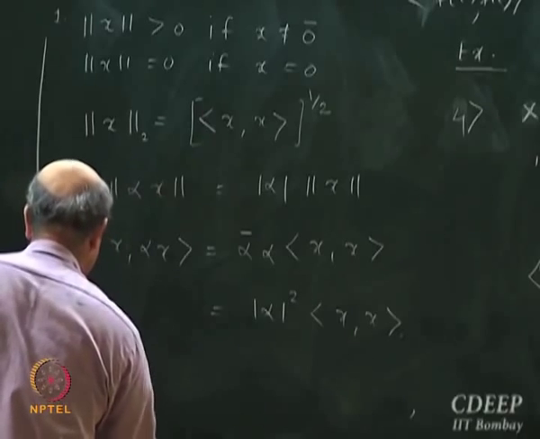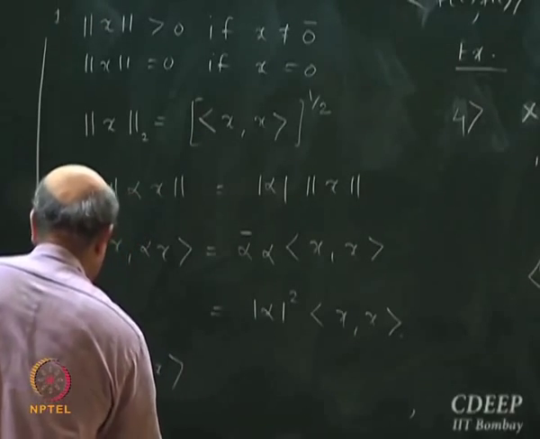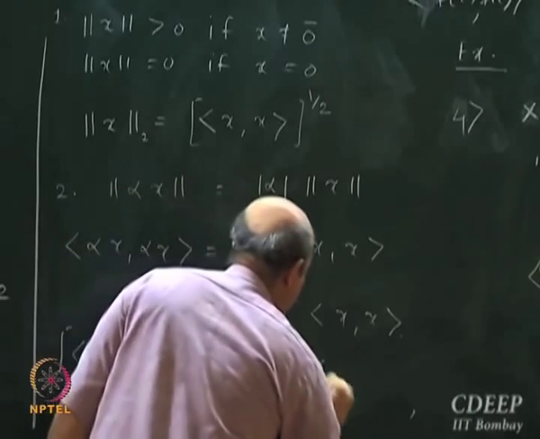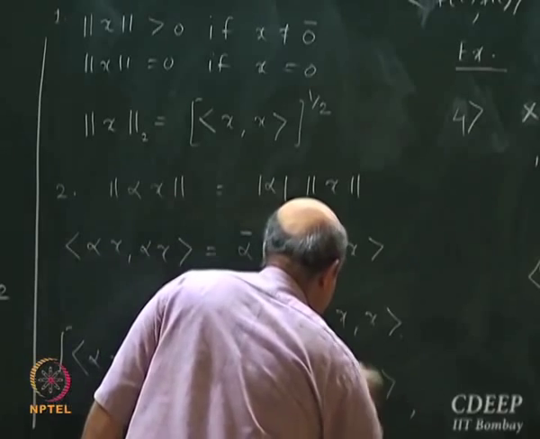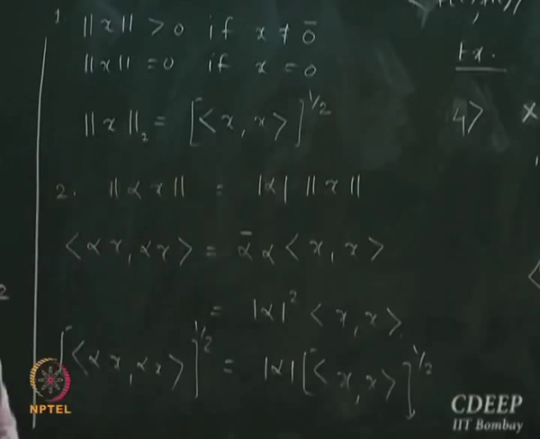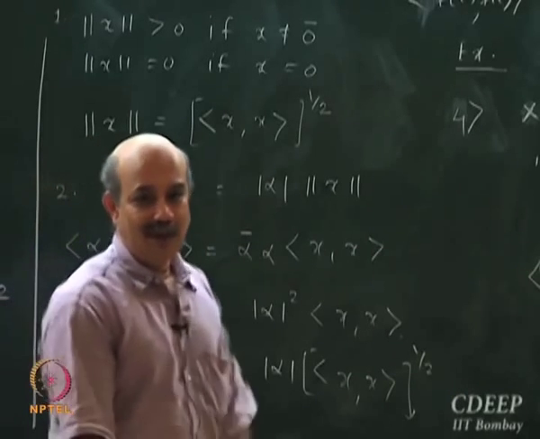So alpha x raised to half is equal to mod alpha x raised to half. We have proved whatever we wanted. So far so good. Okay.